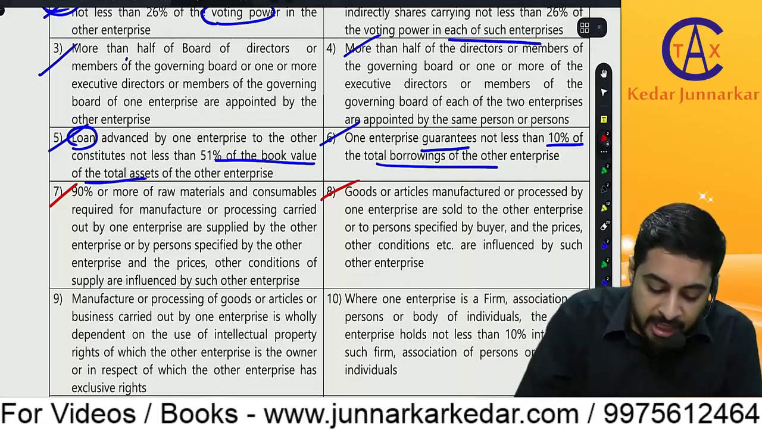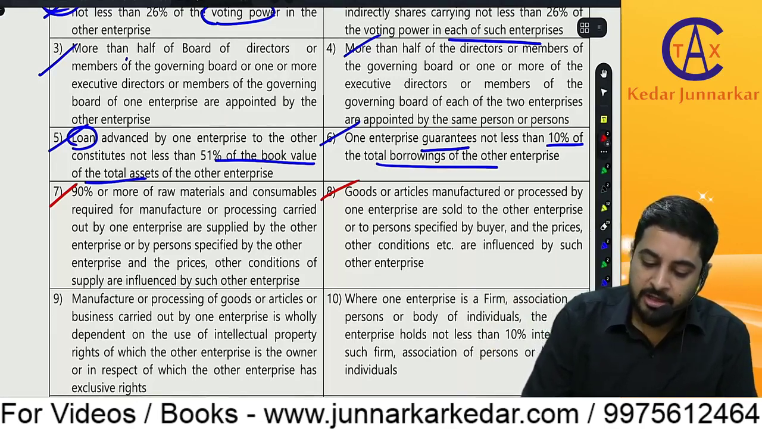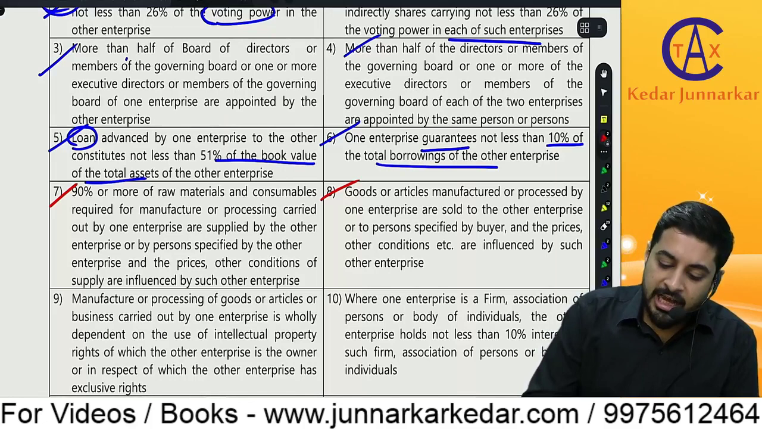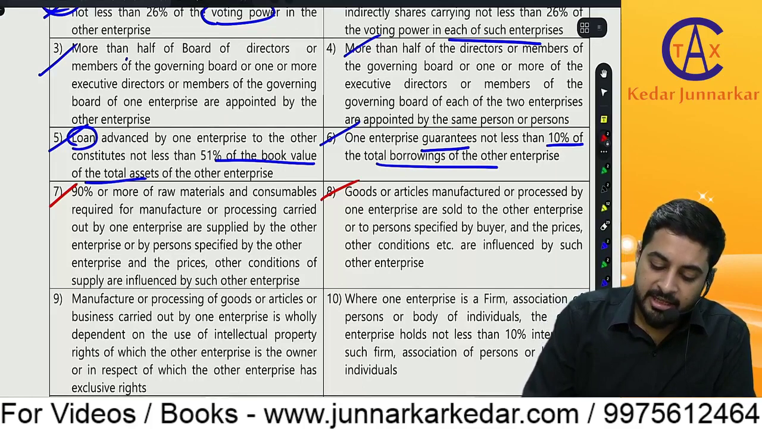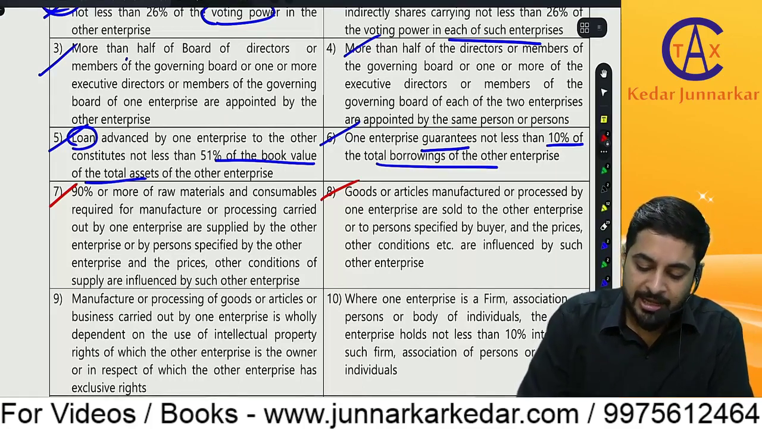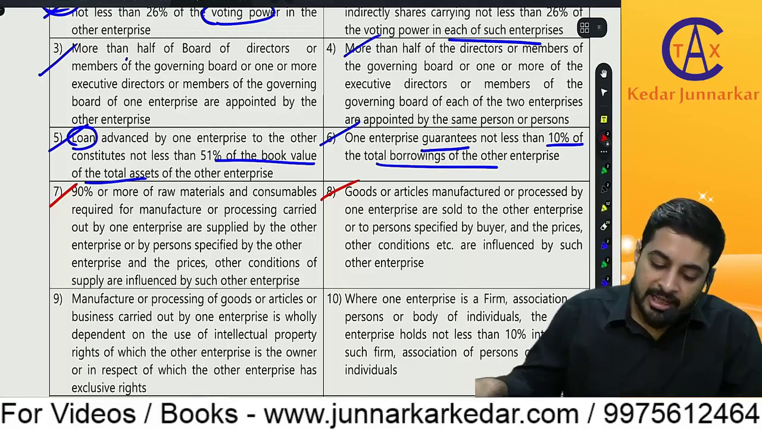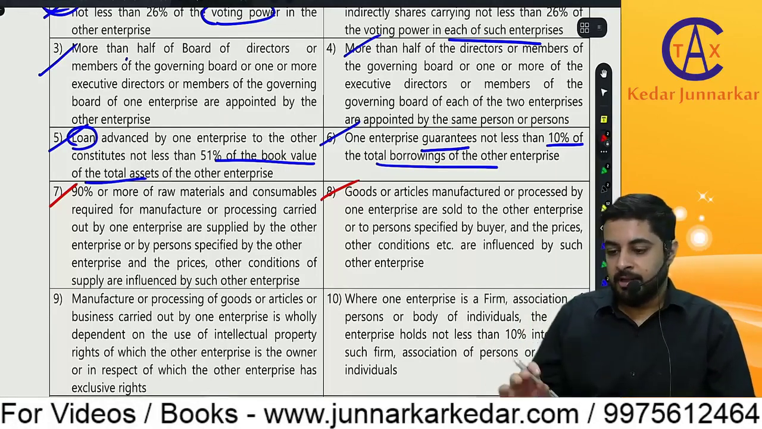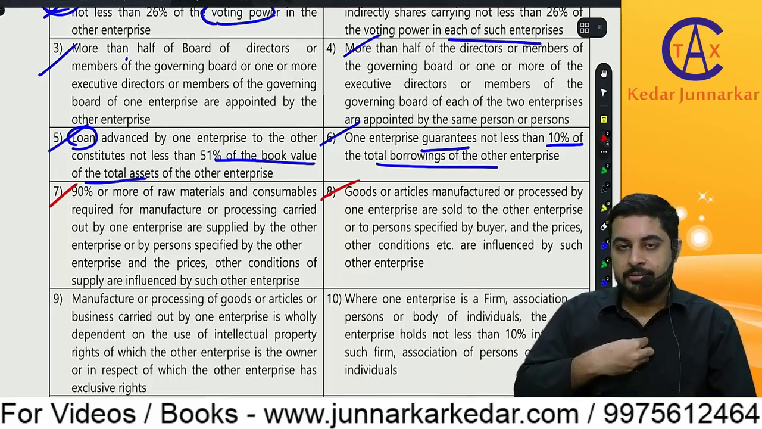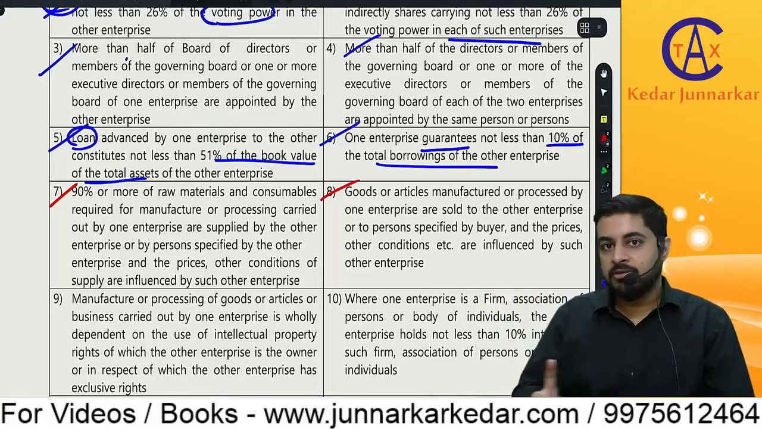Seventh point: 90% or more of raw material and consumables required for manufacture or processing carried out by one enterprise are supplied by the other enterprise or by persons specified by the other enterprise, and prices and other conditions of supply are influenced by such other enterprise. Means I am the buyer now. Whatever is the raw material or consumable requirement for manufacture or processing, this will apply only if the SSC, the buyer, is into manufacturing. If I am into trading or provision of services and for that I have purchased raw material, then this provision won't apply.